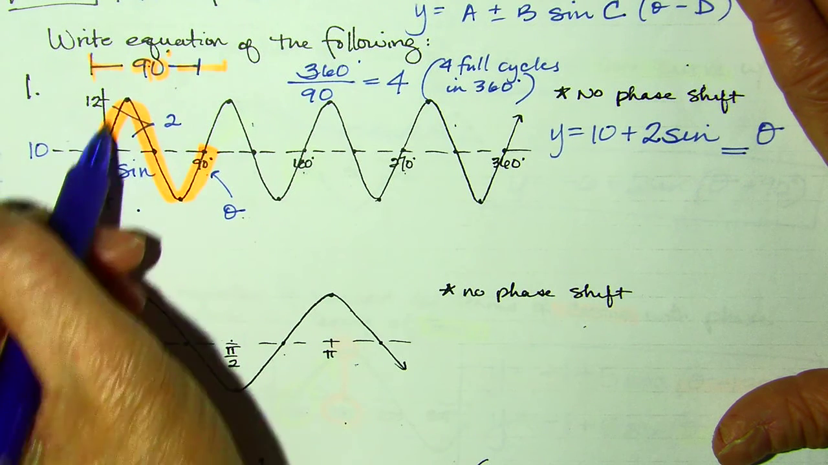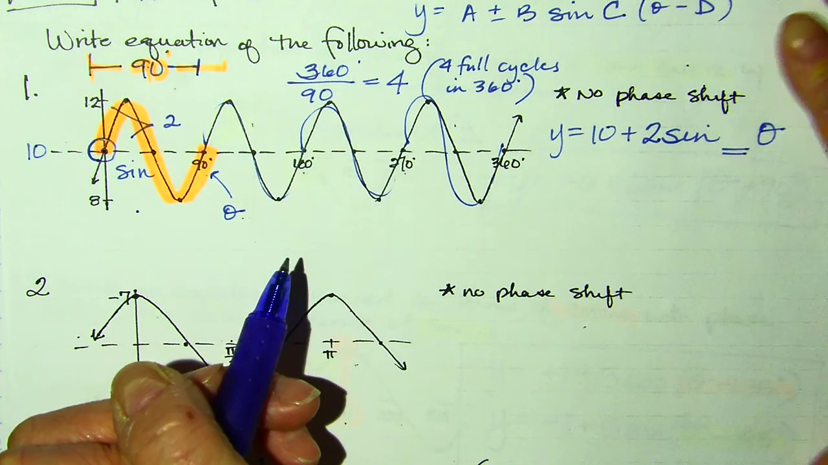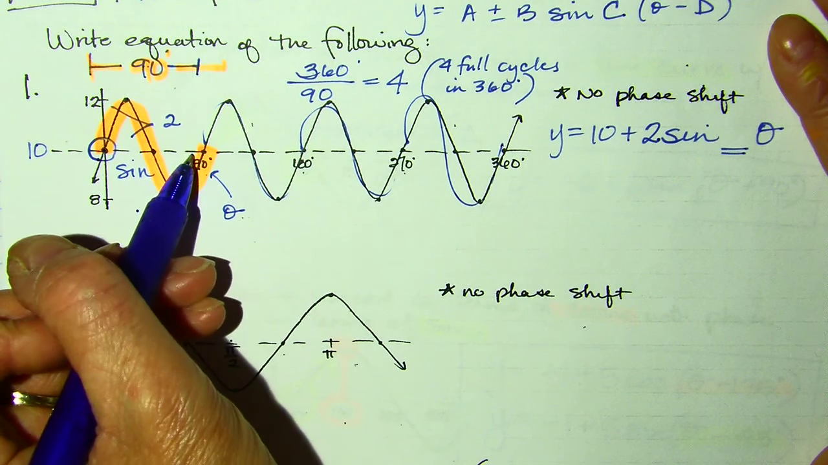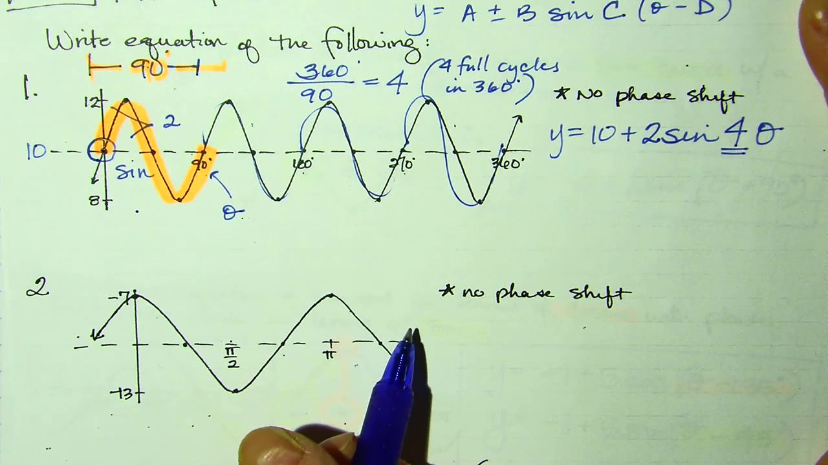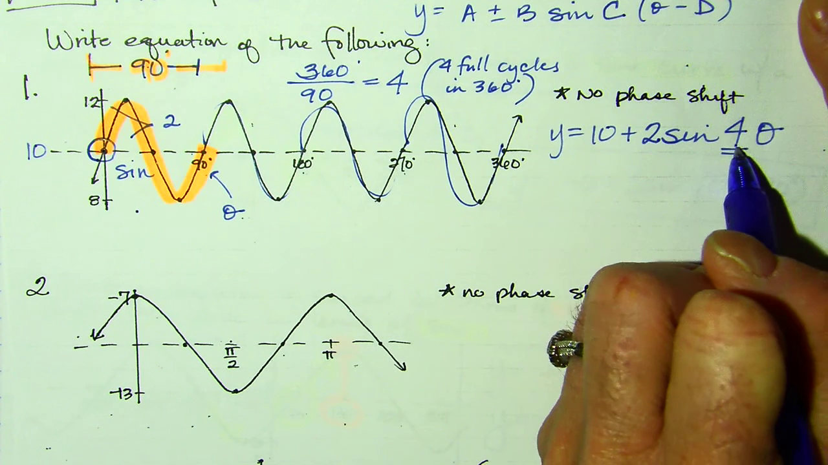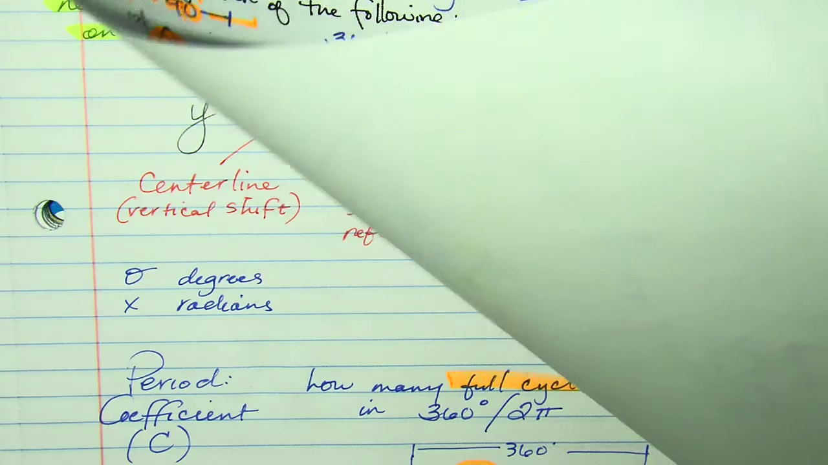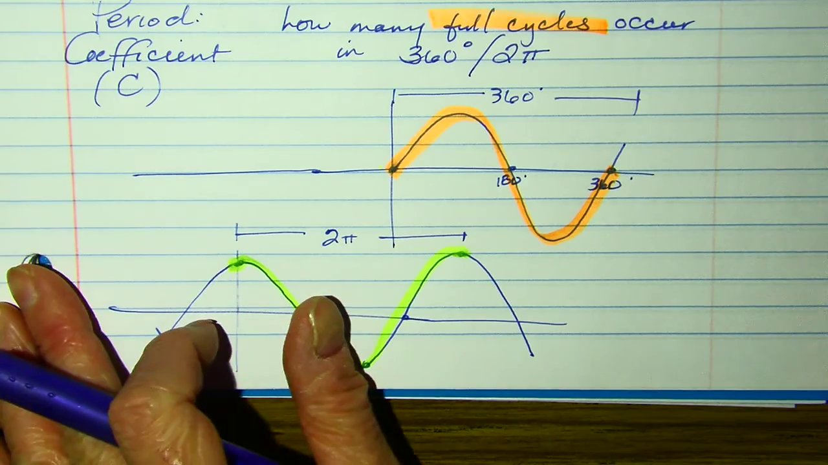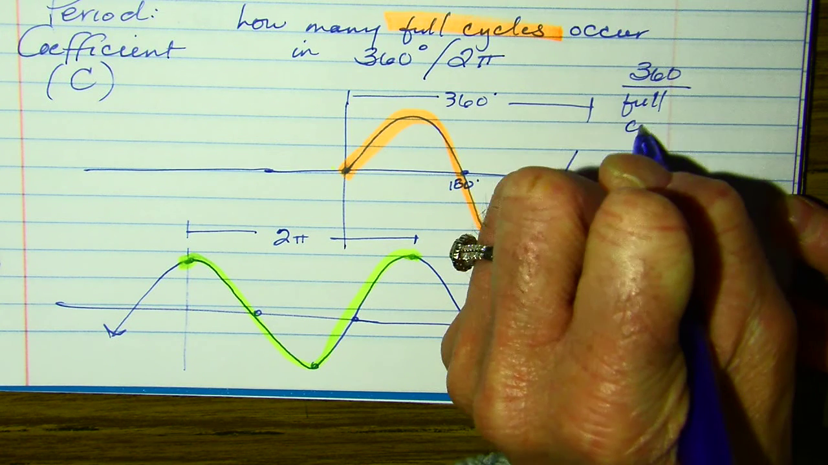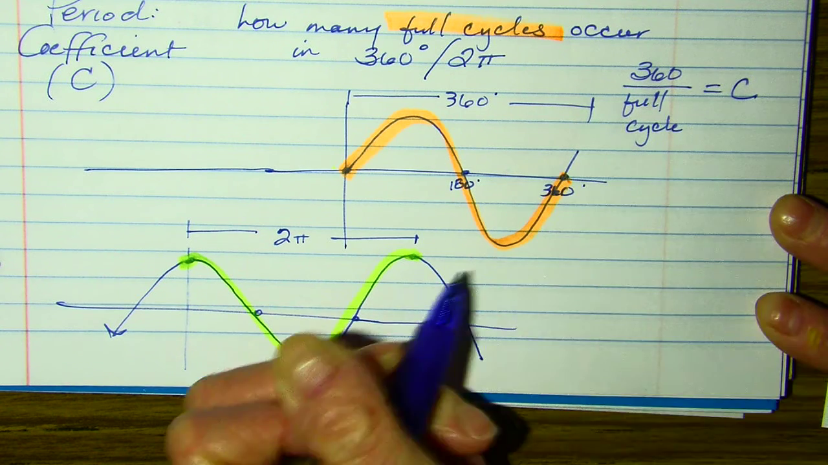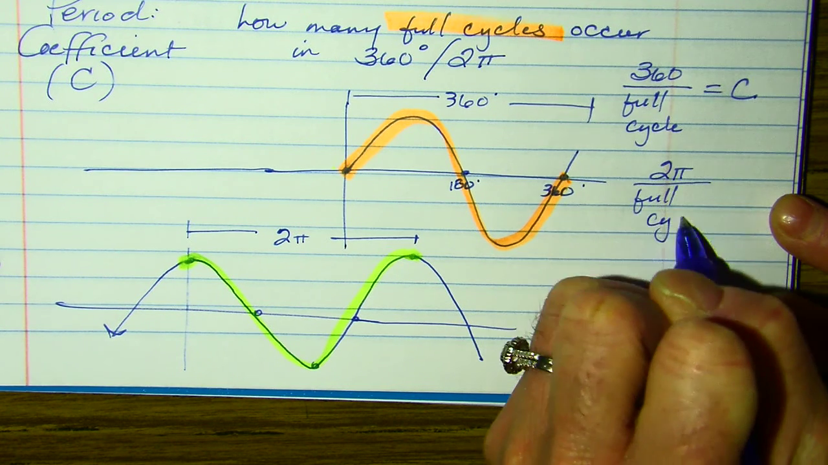And notice that's true here. 1, 2, 3, 4. 4 full cycles. So because a full cycle occurred in 90 degrees, 360 divided by 90 is 4. So my period is 4. My period coefficient is 4 because there are 4 periods in 360. So this is the equation. 360 divided by my full cycle gives me my coefficient of C, or if it's in radians, 2 pi divided by the full cycle equals C.